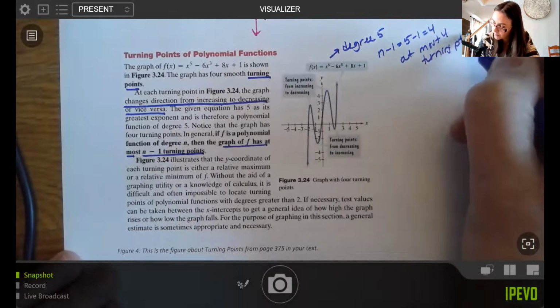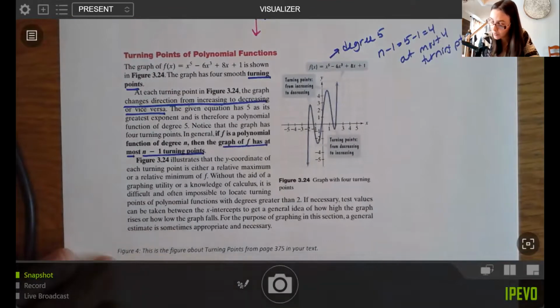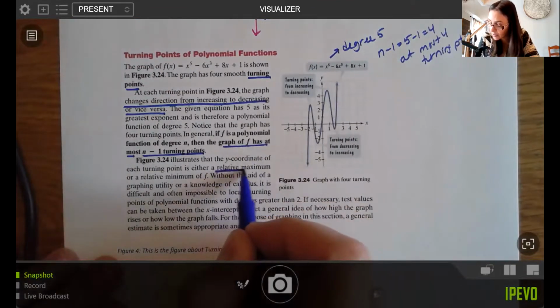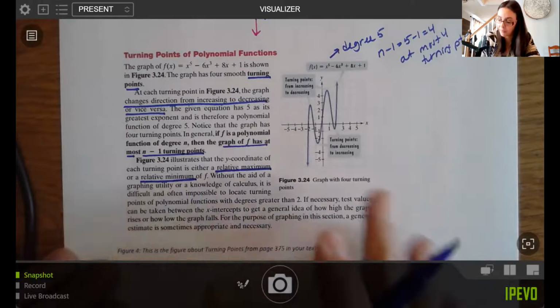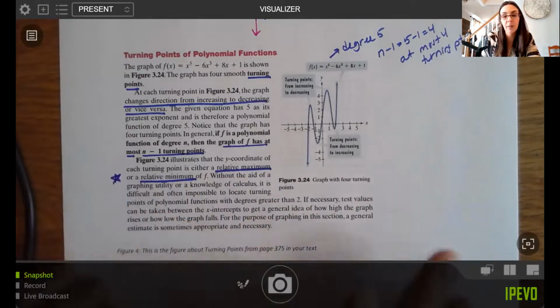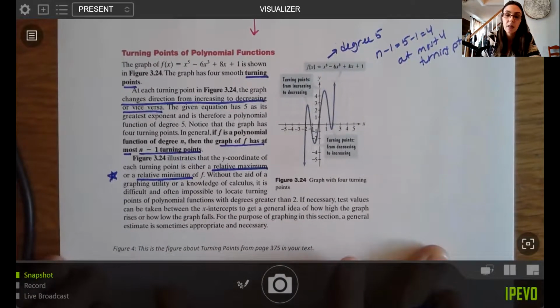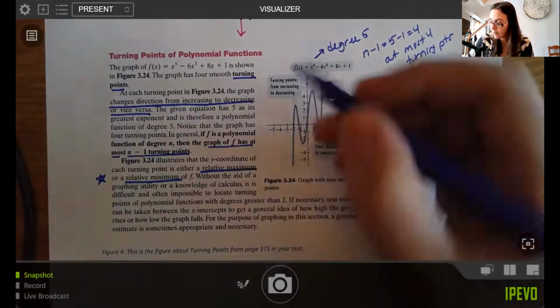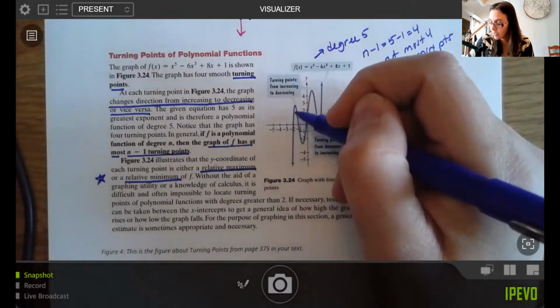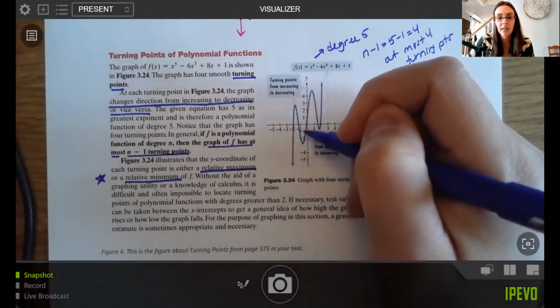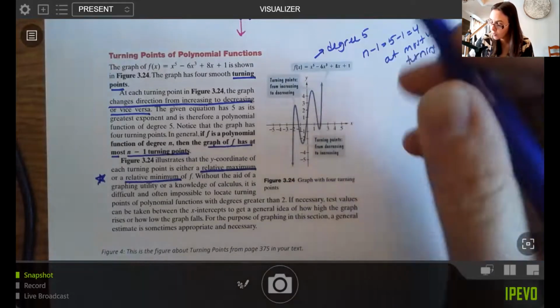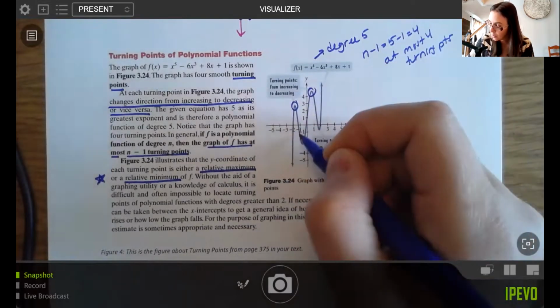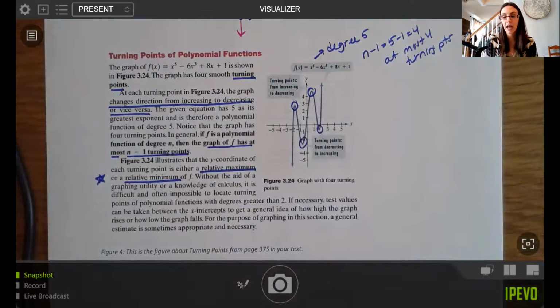Now, another way to think of a turning point is that it is either a relative max or a relative min. This is a really nice idea because we already know about maxes and mins. So a turning point is just another word for a max or a min. It's that place where the graph changes from increasing to decreasing or from decreasing to increasing. Notice this graph has 1, 2, 3, 4 turning points. So it has 2 relative maxes and 2 relative mins, so 4 altogether.